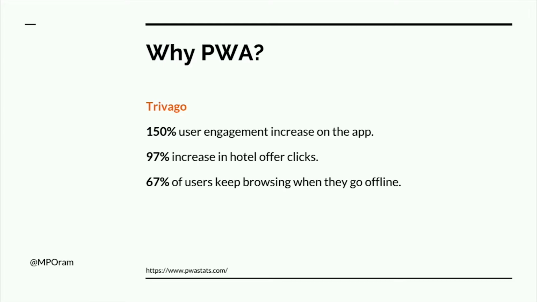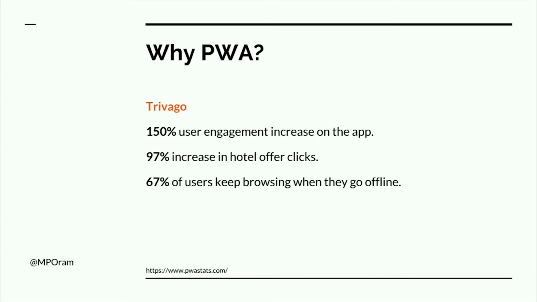Trivago's app actually wasn't all that popular because people don't just want an app sat on their phone that they're only going to use a couple of times a year when they go on holiday. But they have high user engagement on their actual website, particularly from mobile. So by implementing their PWA, they increased their user engagement versus their native application by 150%.